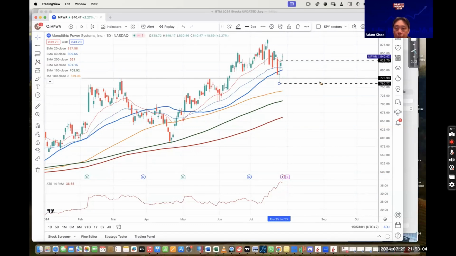What is this called? My 1R. So in this case, what is my 1R distance? It is 829.7 minus 760.77. What's that? 829.7 minus 760.77.